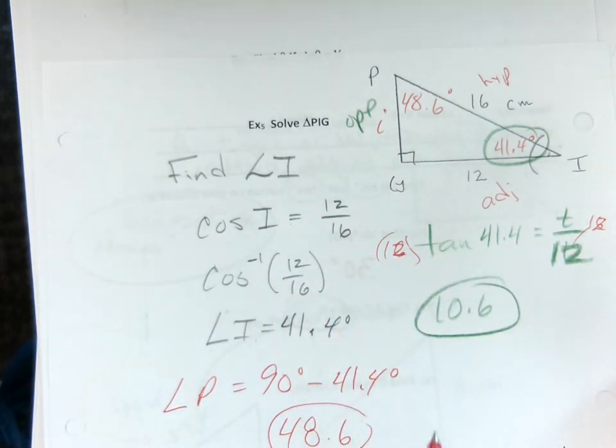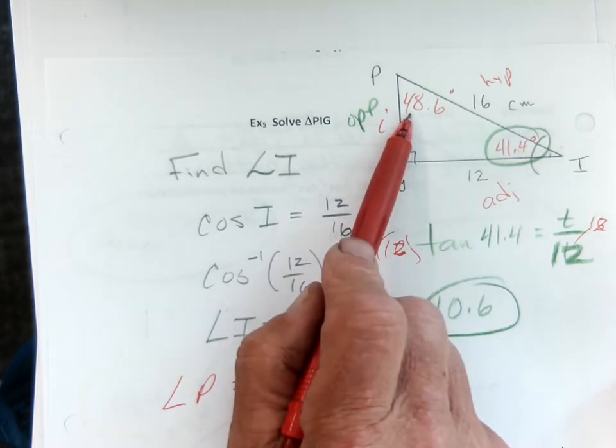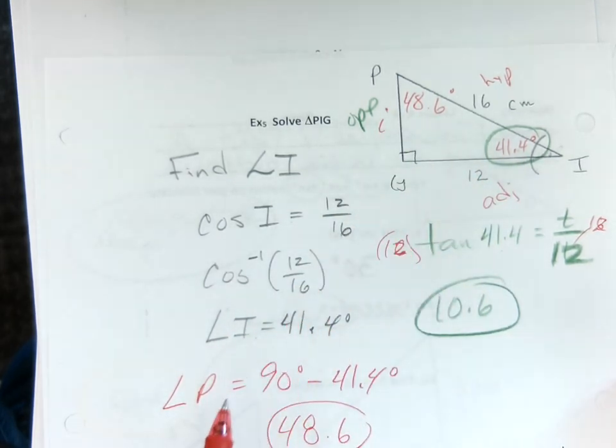Okay? So we knew the angle. We did not push the inverse. Okay, now this angle's easy because these two add up to 90, and I did that work right down here, okay?